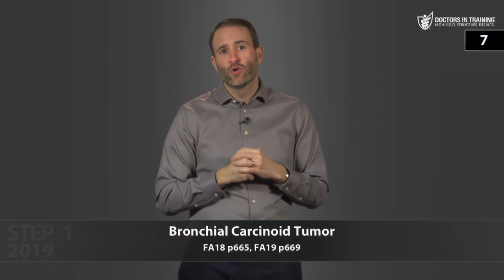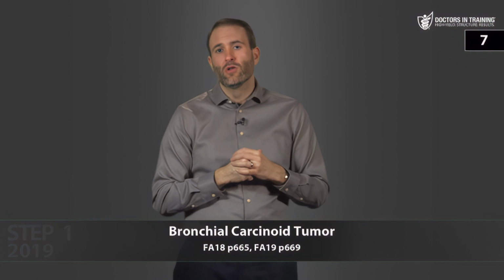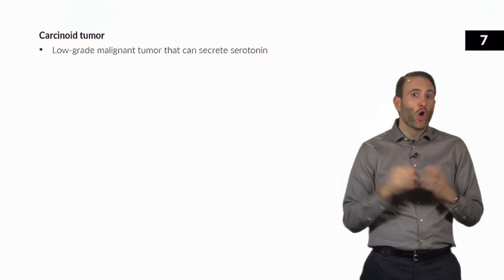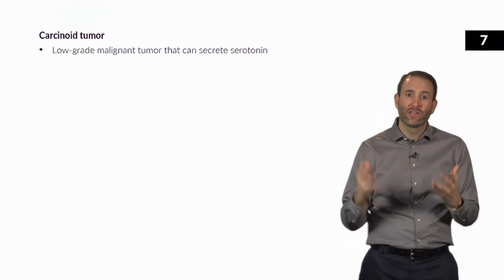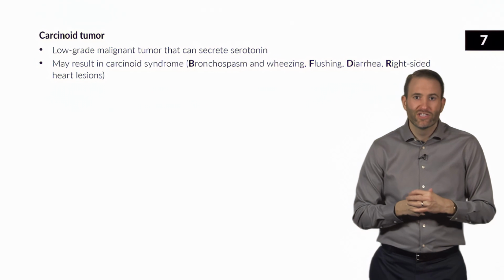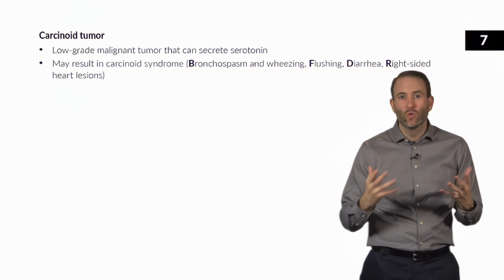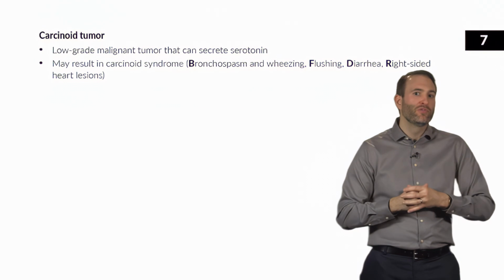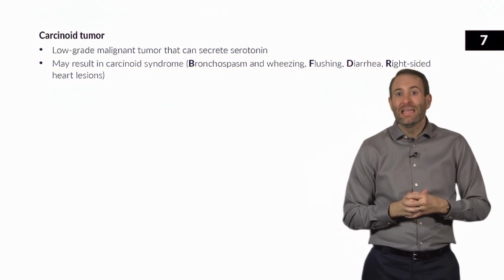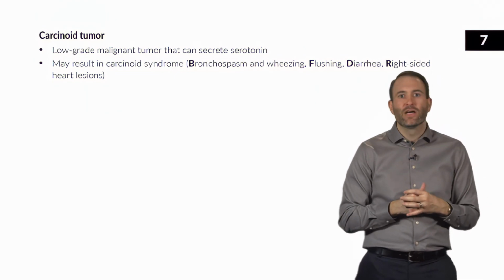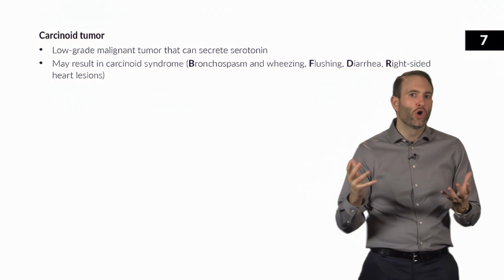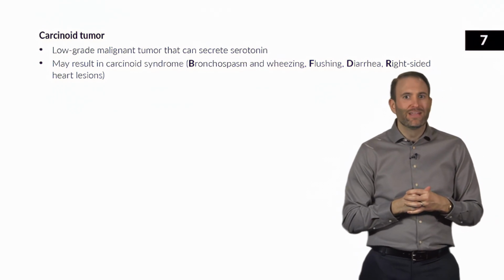Let's move on to carcinoid tumors. So carcinoid tumors of the lung are also worth mentioning here, though they only represent about 1 to 5% of all lung tumors. Now, carcinoid tumors are low-grade malignant epithelial tumors that may sometimes secrete serotonin. That's going to result in carcinoid syndrome, which is characterized by things like flushing, diarrhea, wheezing, and salivation. Now, you might remember there's a mnemonic for this one. It's called BFDR. B is for bronchospasm, so that's the wheezing. F is for flushing. D is for diarrhea. And then the R is for right-sided heart lesions, so right-sided valvular lesions, right-sided heart murmur.